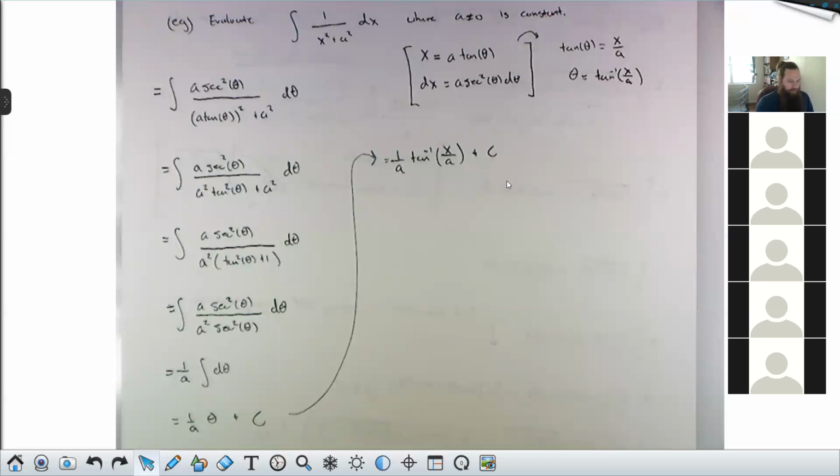So that's the end of our lesson on trig sub. In the few seconds I have left, I'm going to try to motivate partial fractions a little bit.